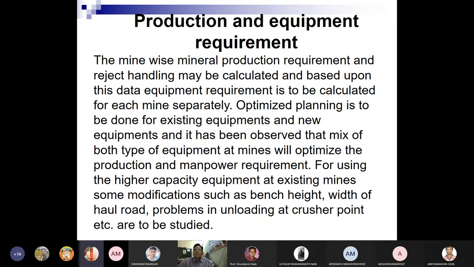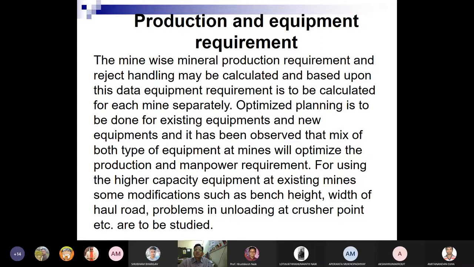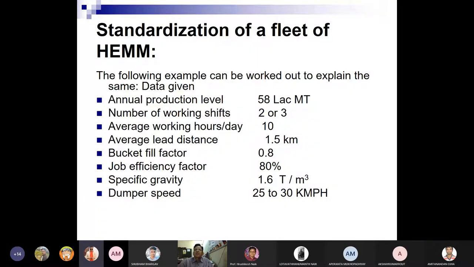So for the production and equipment requirement in the open cast mines, the mine wise mineral production requirement and reject handling may be calculated, and based upon this data, equipment requirement is to be calculated for each mine separately. Optimized planning is to be done for existing equipments and new equipments, and it has been observed that a mix of both types of equipment at mines will optimize the production and manpower requirement. For using the higher capacity equipment at existing mines, some modifications such as bench height, width of haul road, problems in unloading at crusher point, etc. are to be studied. Standardization of a fleet of heavy earth moving equipment is given in this slide. The following example can be worked out to explain the same.